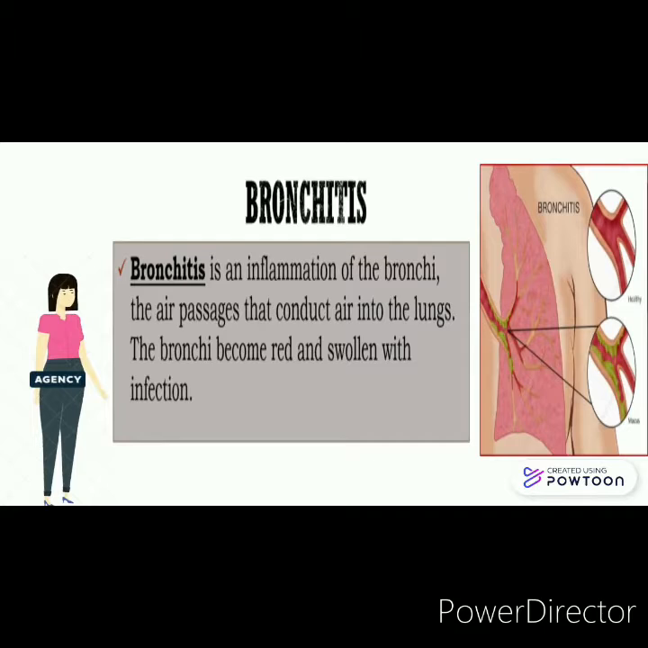Bronchitis is an inflammation of the bronchi, the air passages that conduct air into the lungs. Acute bronchitis is usually caused by viruses or bacteria and may last several days or weeks. It is characterized by a cough that produces phlegm and mucus. Symptoms include shortness of breath and wheezing. Acute bronchitis is usually treated with antibiotics.